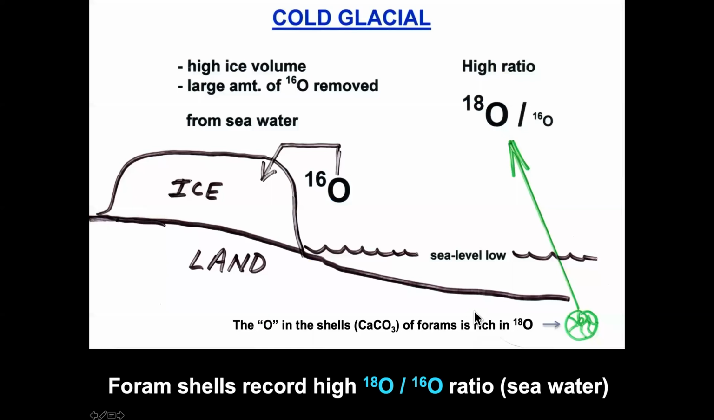And this image here, Dr. Applebaum did this. I love it. It's a great, great image. Imagine sea level. This is the ocean floor, and this is a big chunk of ice on land. During a cold period, all the 16, well, maybe not all of it, but most of it is going to be tied up in ice. So the water is going to be high in 18, low in 16. So the little shells are going to be richer in 18 because there's more of it.